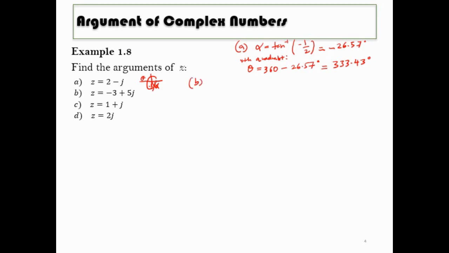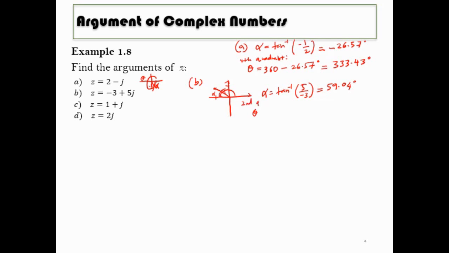So B, you need to know where's the point located. Okay, so x is negative and y is positive. So it's basically the second quadrant. So this is our alpha. So you want the theta here. So we find alpha is equals to tangent inverse 5 over negative 3. So the answer is 59.04 degrees.